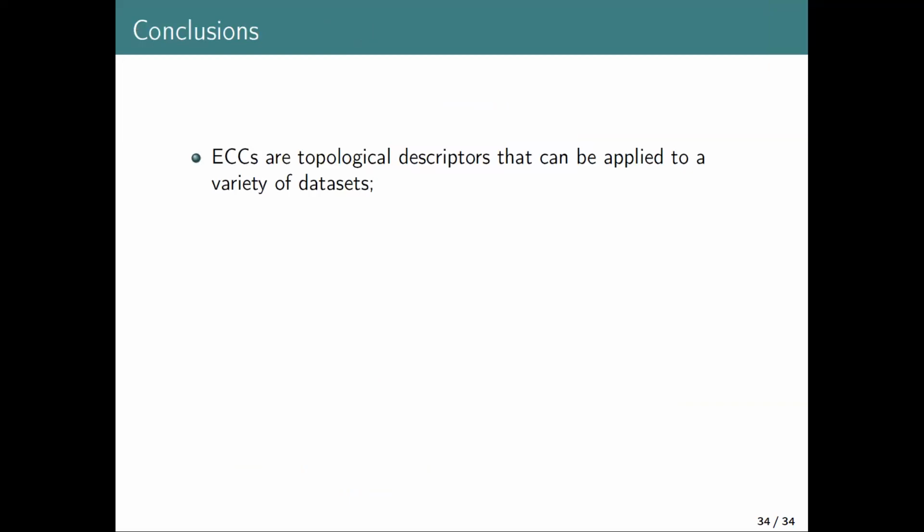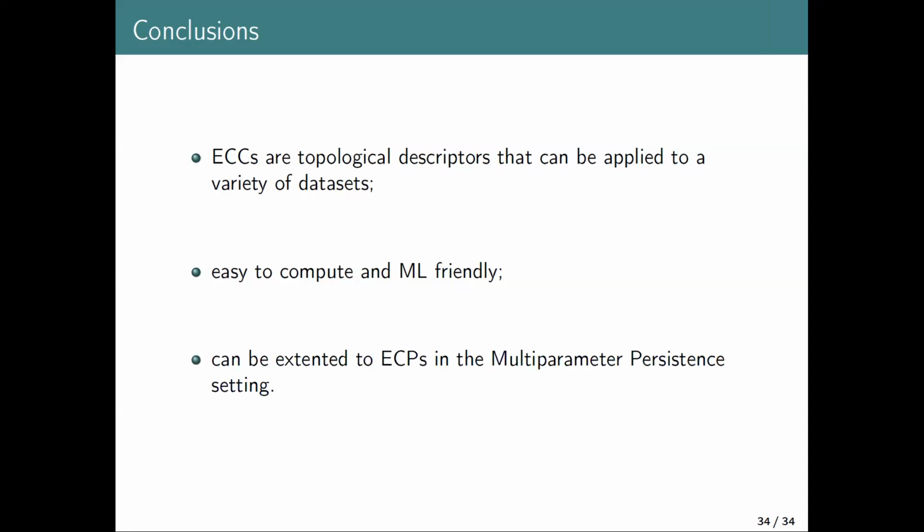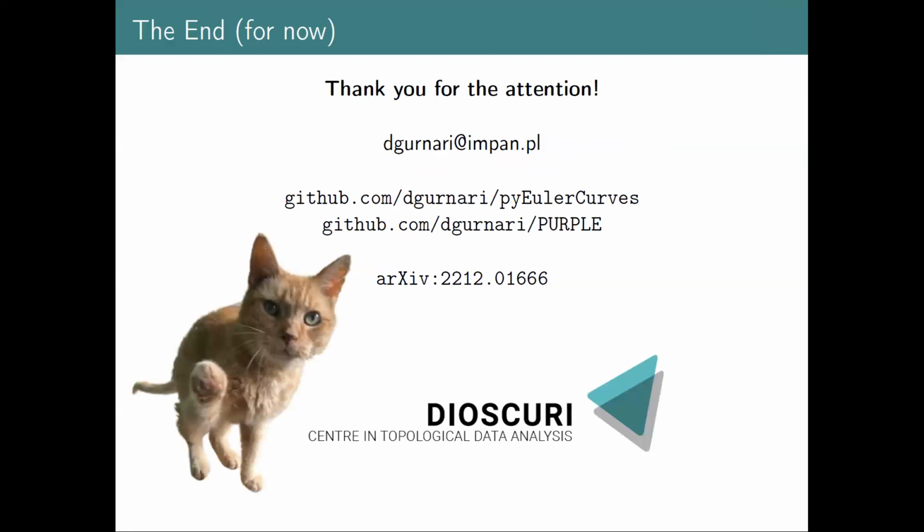So I will end here. I'm more than happy to discuss any other topic that I had to go through very fast. But just as remarks, ECCs are topological descriptors that can be applied to a bunch of different data sets: images, point clouds, and also time series. They are easy to compute and machine learning friendly. We have public code to do that. Moreover, they can be extended to multi-parameter persistence in quite a general way. So we have our code, we have a preprint on the arXiv, and I will stop here on behalf of me and Igor. Thank you very much for your attention.